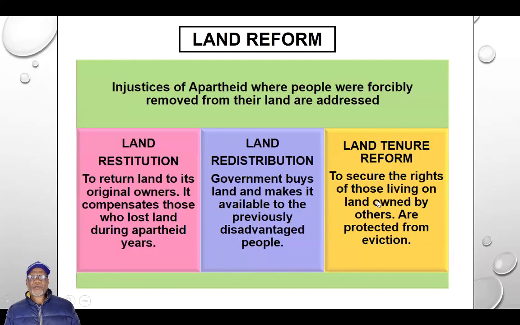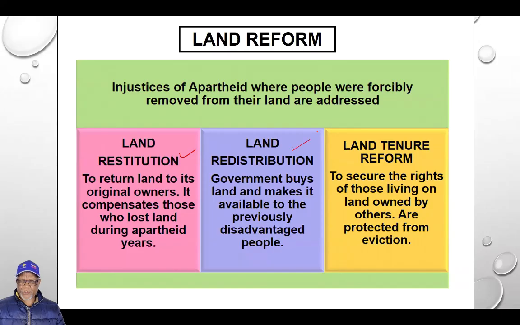Now, let's move now to land reform. This is a common examination question where you're going to get a question that says define land reform. You must know what is land reform. Land reform simply refers to the policies that are used to redress the injustices of apartheid. And we have three of them here. We have land restitution. What is land restitution? When people are given their land back, or compensation.